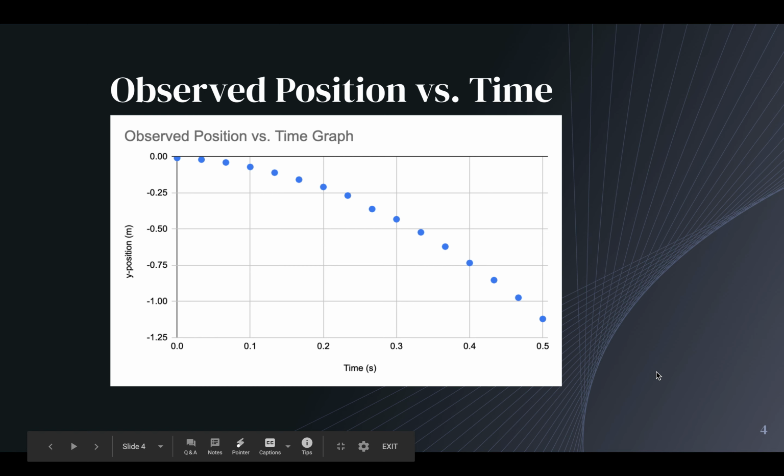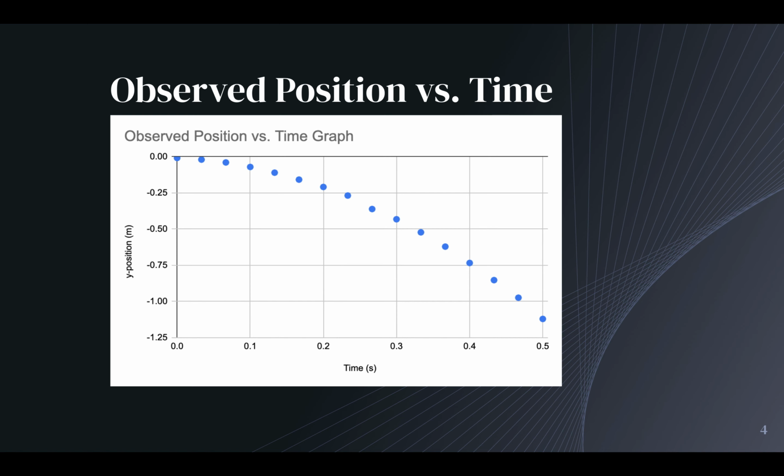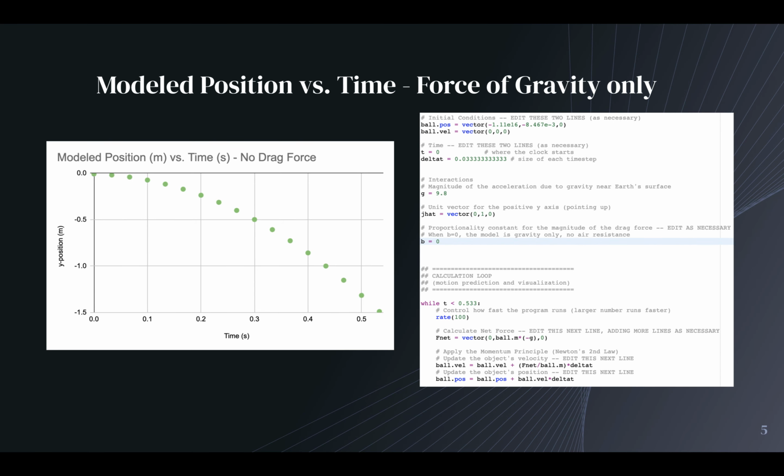In my observed position versus time graph, it is clear that the ball moved in the negative y direction with a velocity that was not constant throughout the falling motion. Next, I modeled the position versus time graph of the same ball if gravity were to be considered the only force in the experiment. This means that the net force is equal to only the force of gravity in the y direction. Therefore, in my code, I altered the net force in the y direction to be equal to the mass of the ball times the negative gravity.